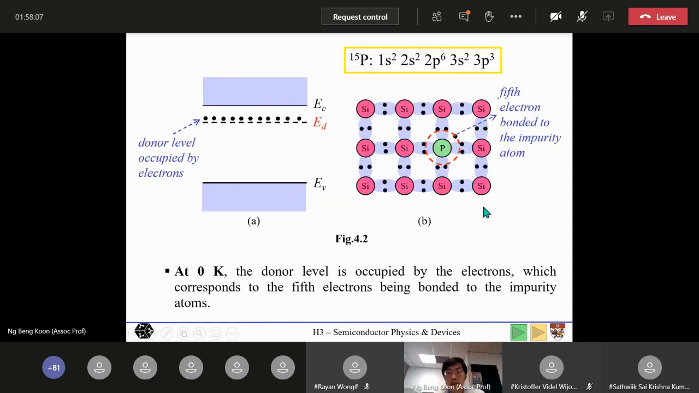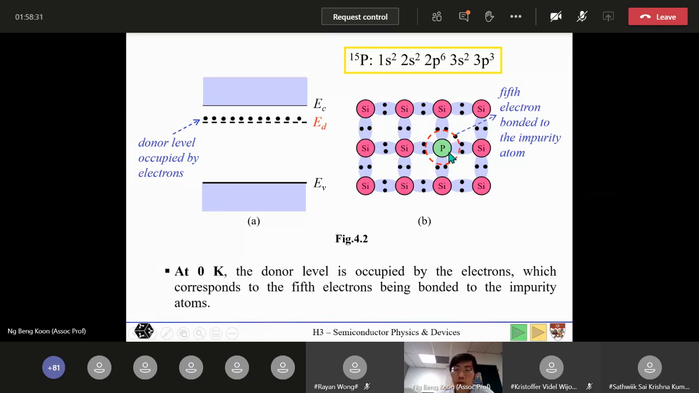Now, when we say we dope a semiconductor, essentially the process removes a silicon atom and replaces it with the dopant atom. In this case, let's say we use a phosphorus atom to dope the semiconductor. The process effectively takes out a silicon atom, and then puts this phosphorus atom into the lattice site.